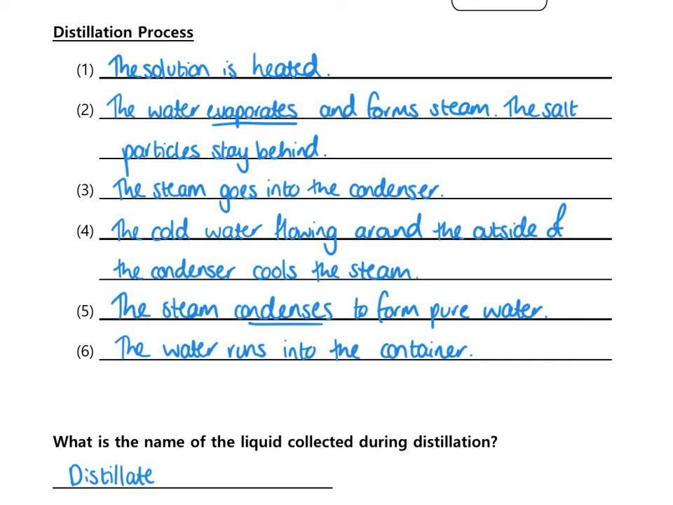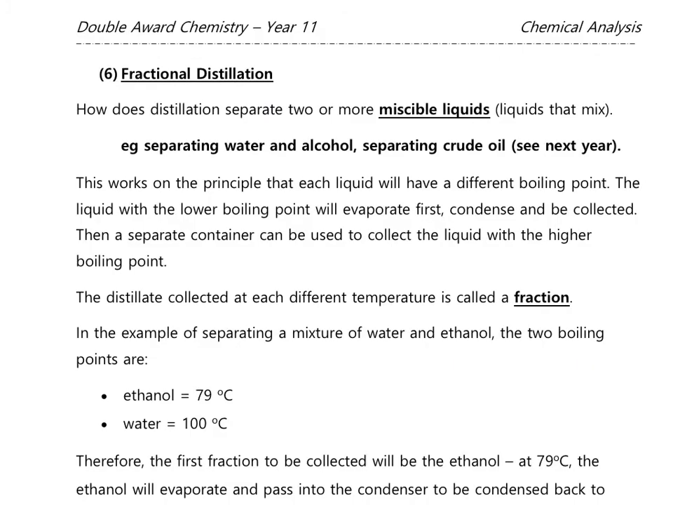It can also be used to separate 2 liquids that do mix, as long as they have a very different boiling point. But there is a slightly different method to do that called fractional distillation, which we will look at now. So fractional distillation is a better method for separating two or more miscible liquids. That's liquids that do mix. So for example, we can use it to separate water and alcohol, and we can use it to separate crude oil, which we will see in more detail next year.